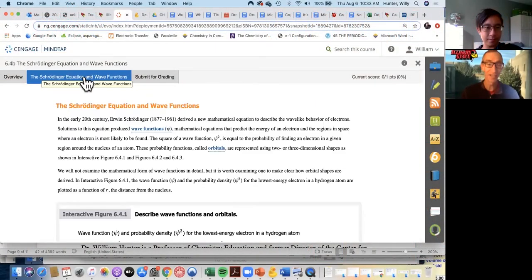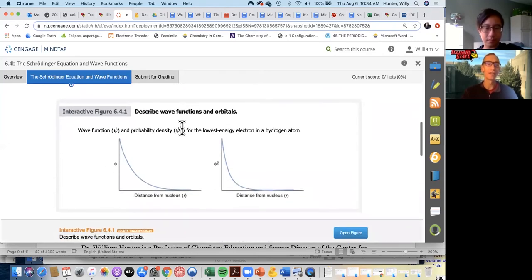Okay, so in Cengage, they take you through this trying to help you understand the Schrödinger wave equation. Basically, what Schrödinger did was come up with a way for us to understand the probability of an electron being in any particular location. And they show these equations that are called wave functions.